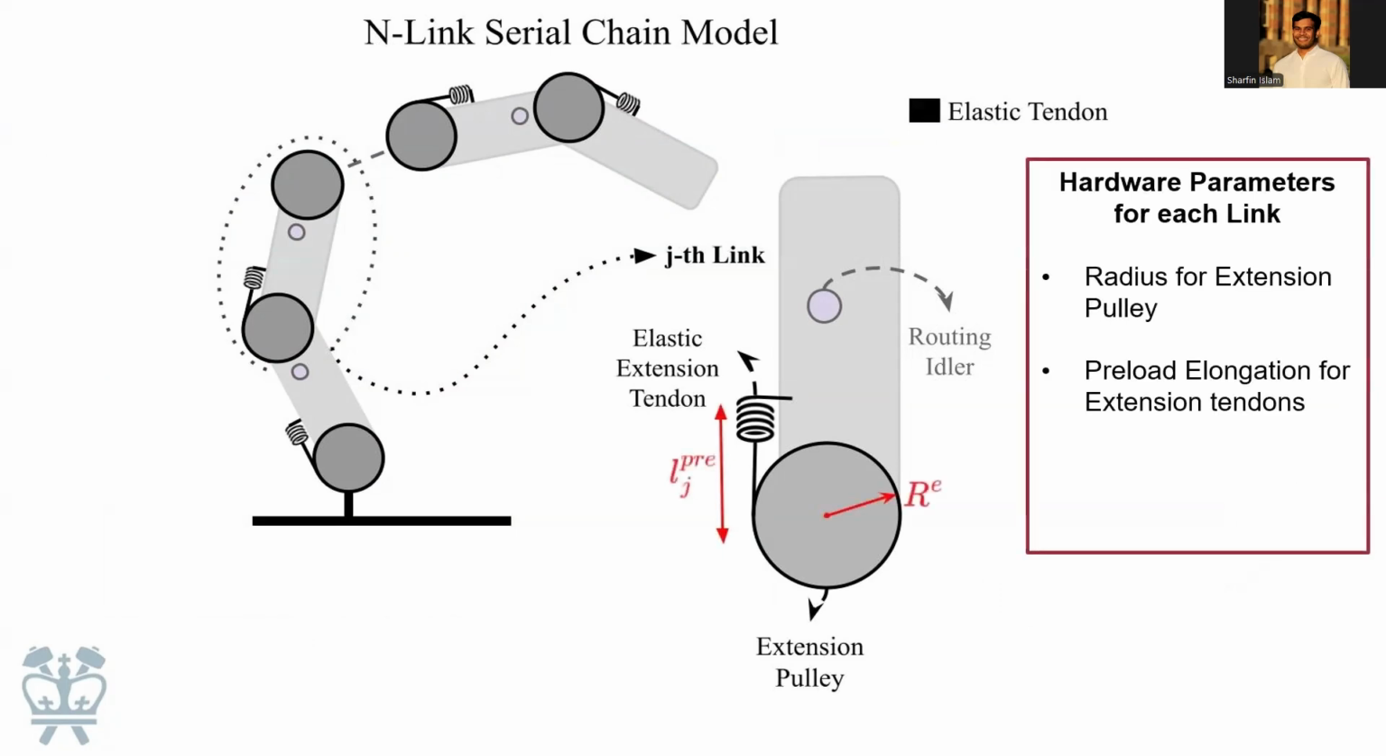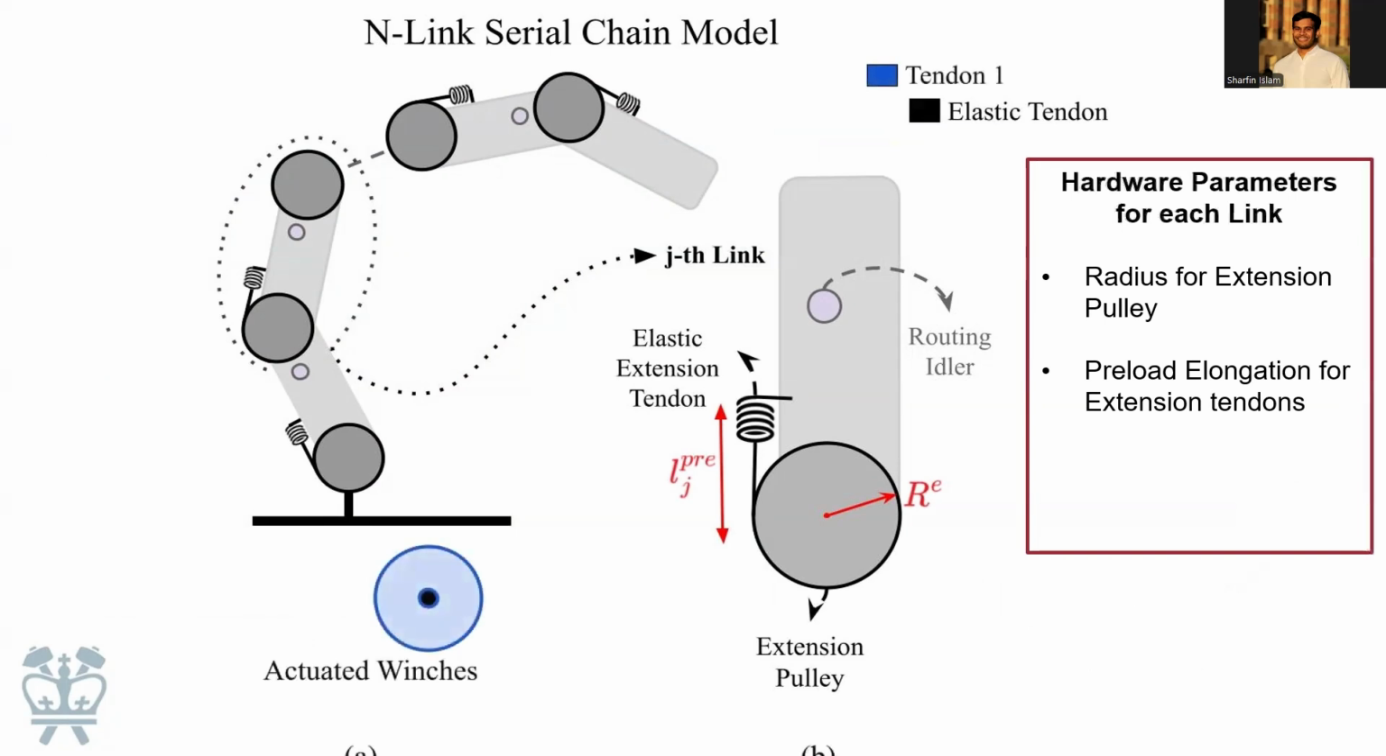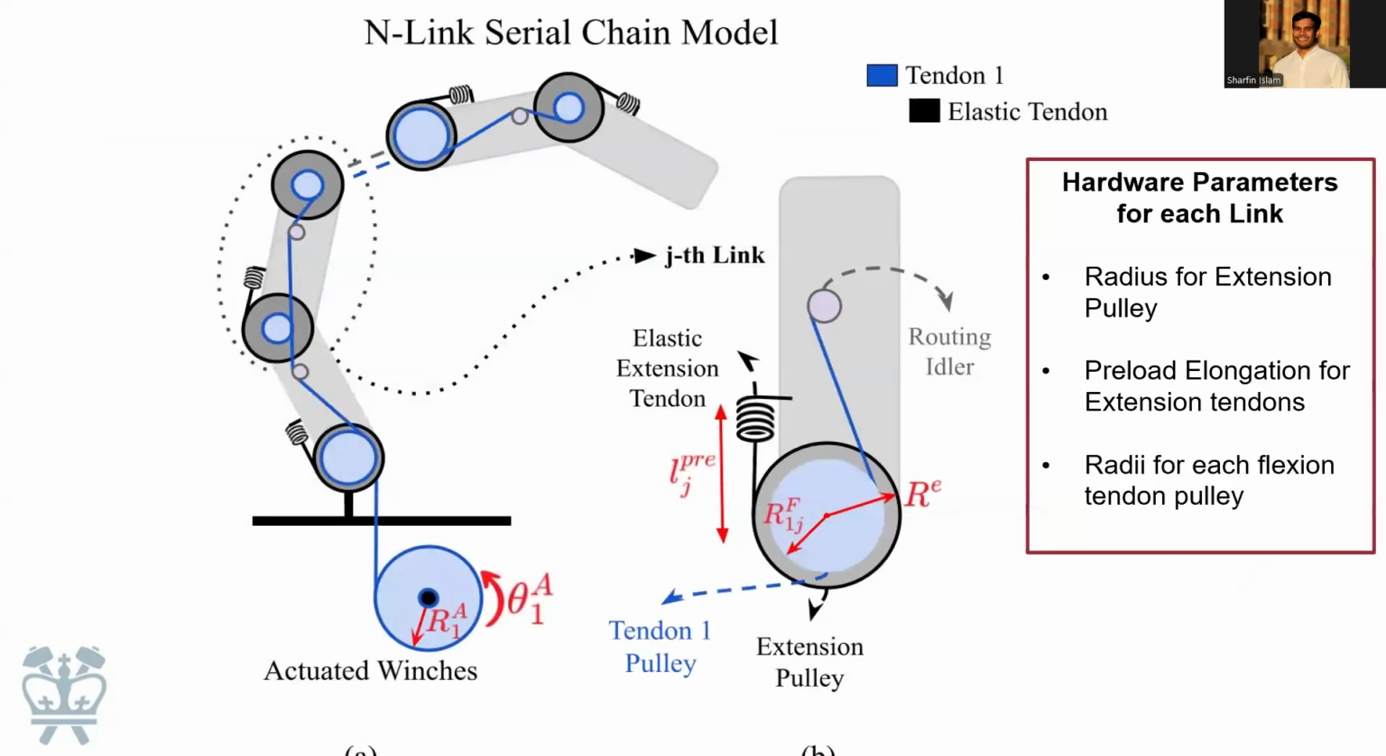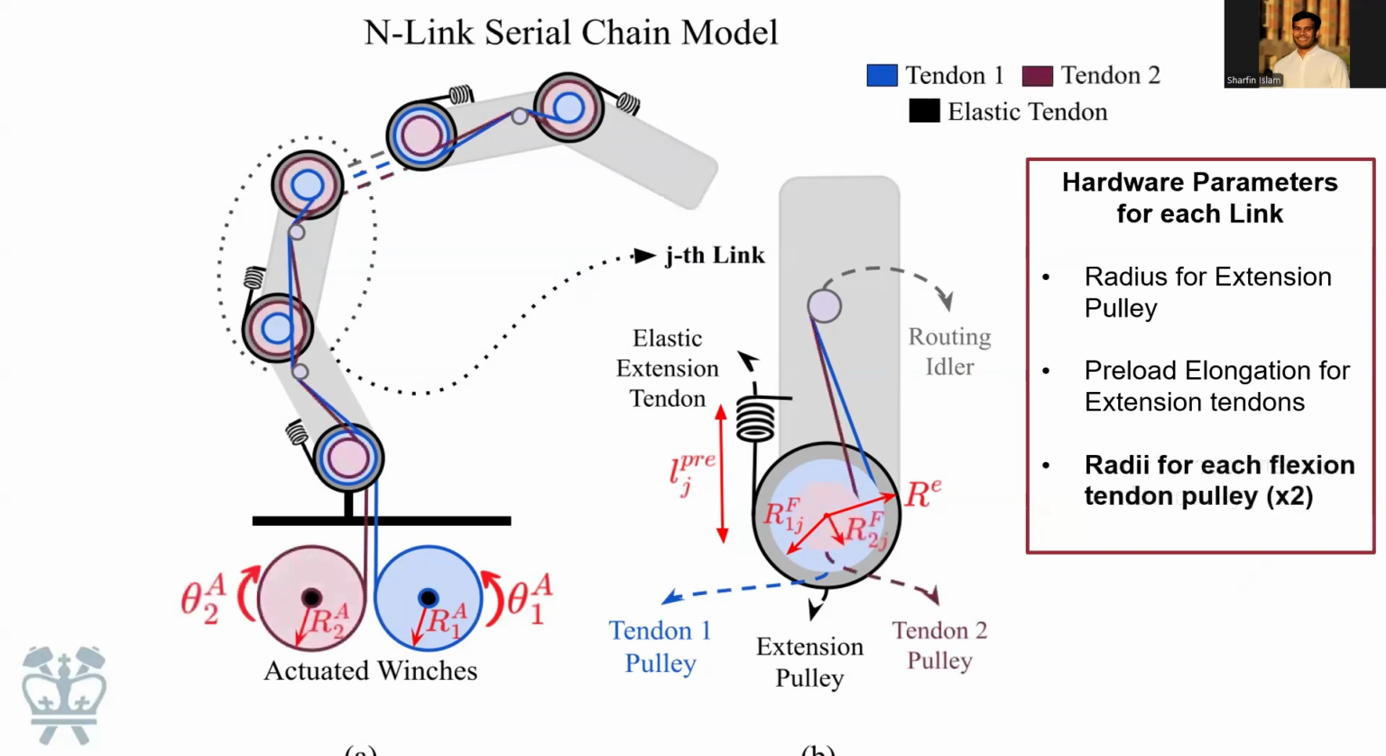The chain is driven in flexion by actuated rigid tendons that are position controlled and route through all the links in the chain over pulleys, giving us an additional hardware parameter, which is the radius of the pulley. If we pair multiple tendons, we then have an additional control parameter and another set of hardware parameters to optimize.